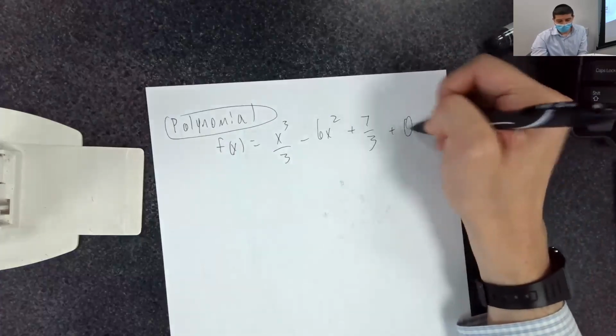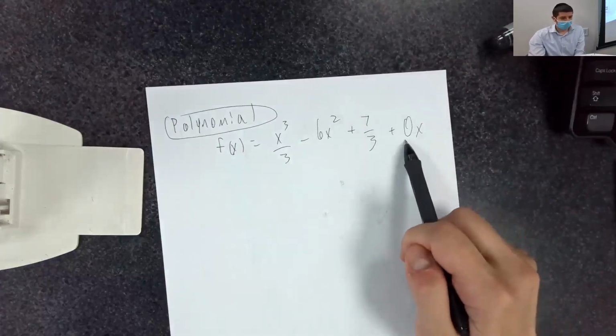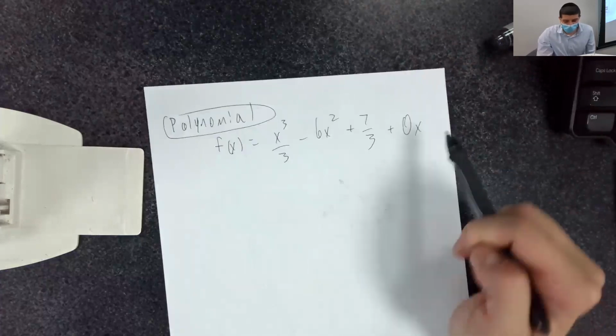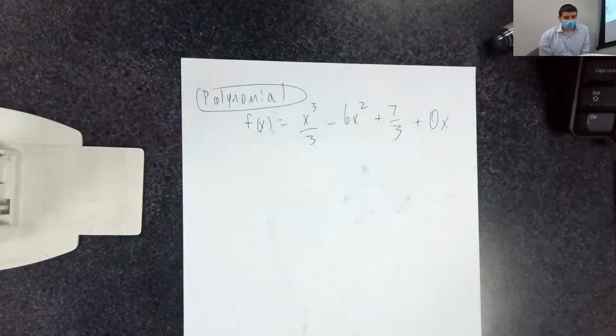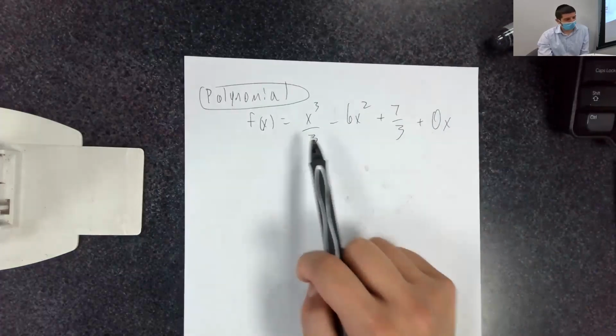You could think of it as 0x. There's no coefficient in front of the x, so 0 is perfectly fine. These kinds of functions are called polynomials. So cubics, quadratics, lines, even constant functions, that's the name when they have this form.